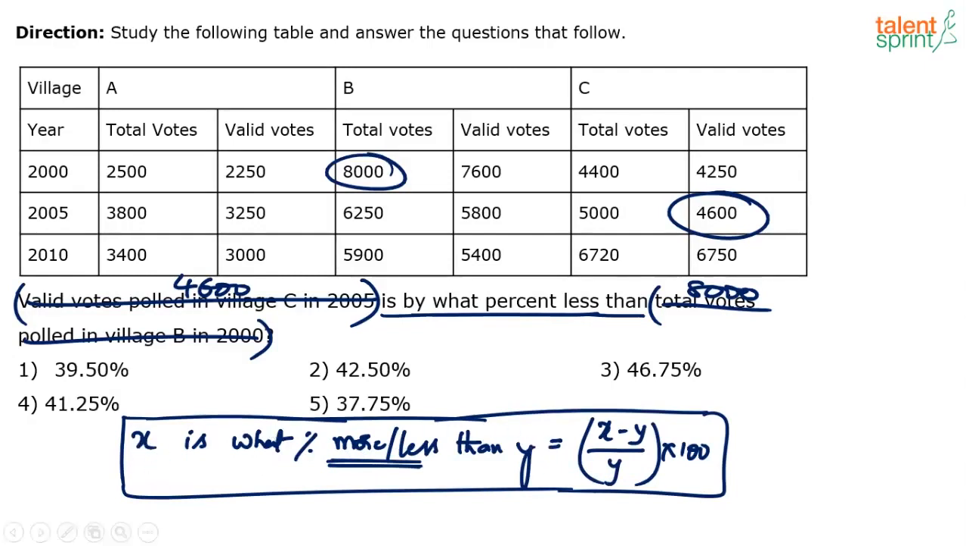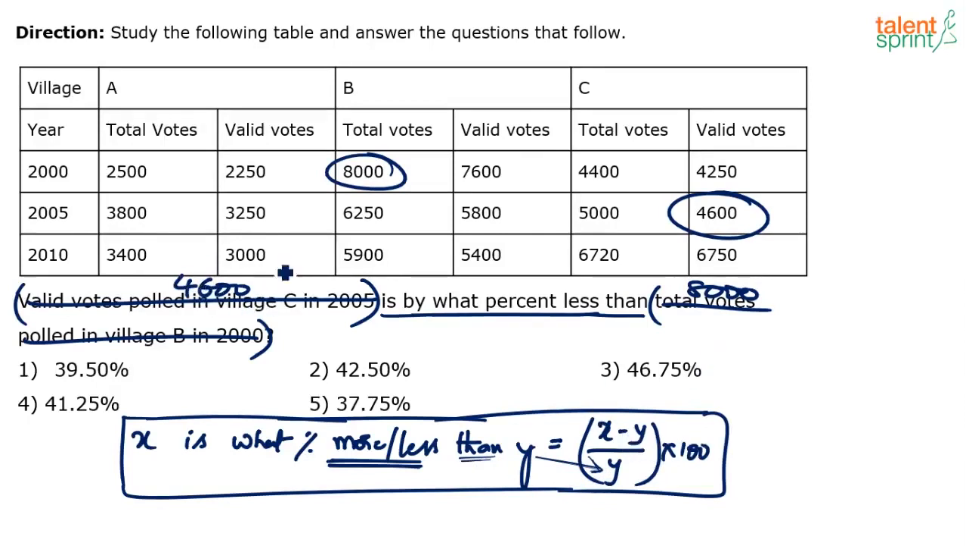X is what percent more or less than Y? When we have to do this, what will you take? The numerator will become X minus Y. Otherwise the numerator is simply X. And remember, the calculation is always with respect to Y. The denominator will be Y. We are comparing with Y. So in our case, what is X? 4,600. What is Y? 8,000.